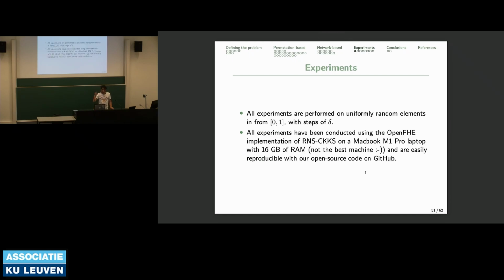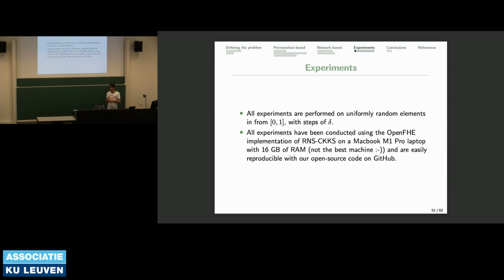So now we'll just show a few experiments, and all of them are performed using values from 0 to 1, uniformly sampled with steps of delta. So we kind of induce a discretization of the values that we can actually represent.